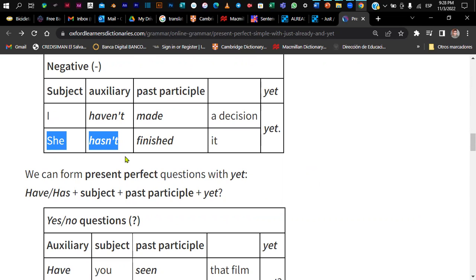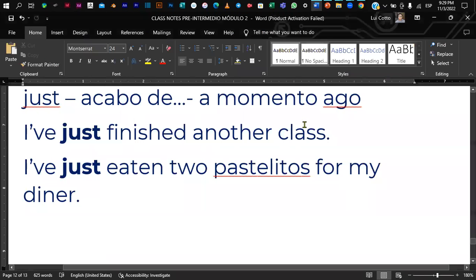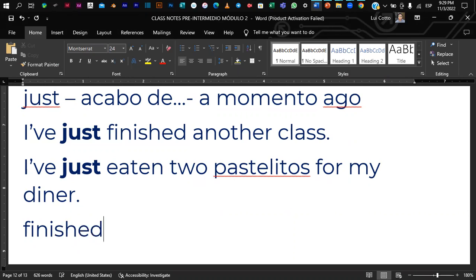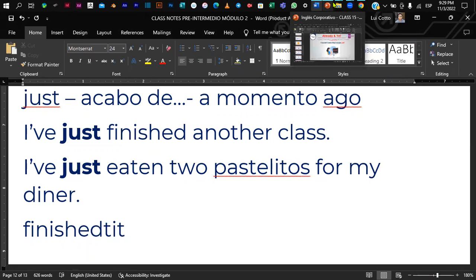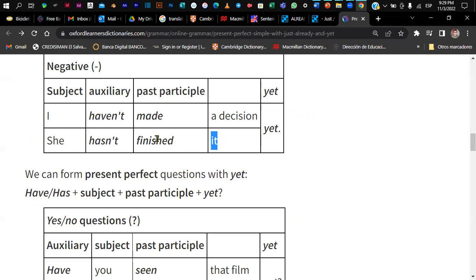She hasn't finished yet. She hasn't finished it yet. Finished it. Here we have a linking sound, finish-it, because the verb ends with T. Finished it, like that, something similar. That's a linking sound, dos sonidos juntos ahí.